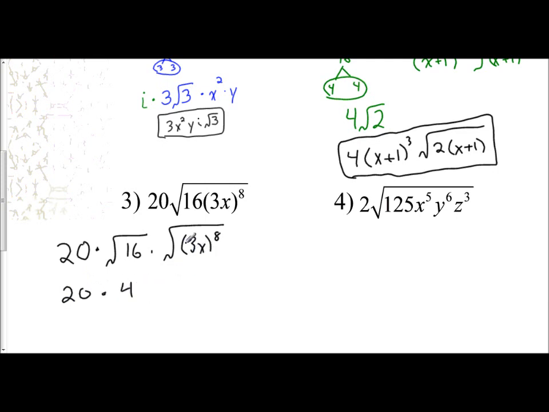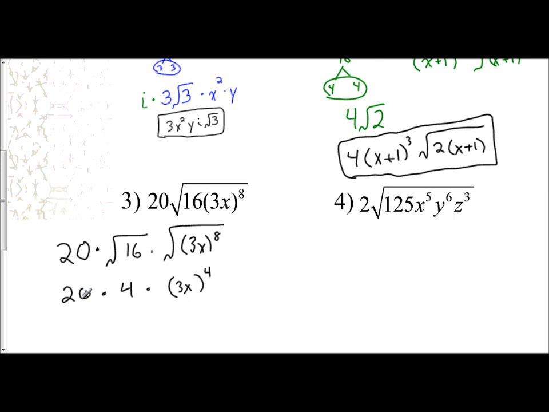Same idea. I don't care about what's on the inside. I have 8 of these parentheses being multiplied together. So how many sets of 2 do I have? Well, 8 divided by 2 is 4. So I have 4 sets of that parentheses. So 4 sets of 3x.